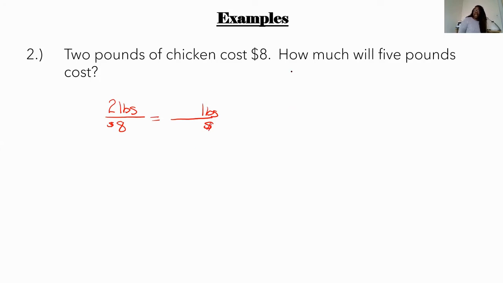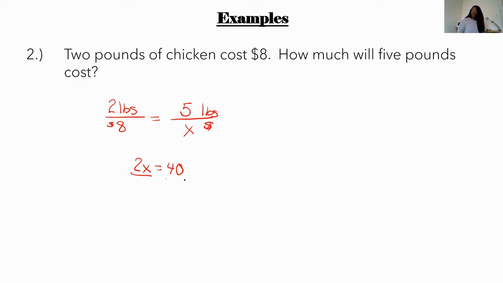So I'm looking at the last sentence. How much would 5 pounds cost? So this time they're giving me my numerator, which is 5, but I'm looking for my denominator, which is x. So again, I can cross multiply. So 2 times x gives me 2x equals 8 times 5, which gives me 40.